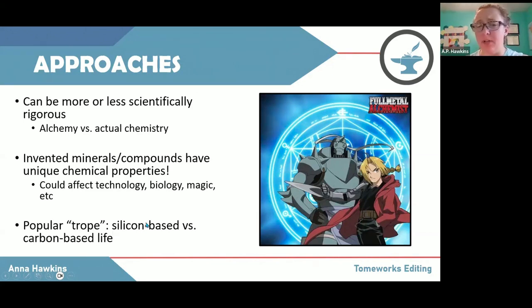A popular trope that scientists, biologists, and exochemists have kind of been looking into is the possibility of silicon-based life versus carbon-based life. We are carbon-based. Our genetic structure and all of our cells and all the molecules that make us up are carbon-based. That's kind of our building block molecule, carbon.